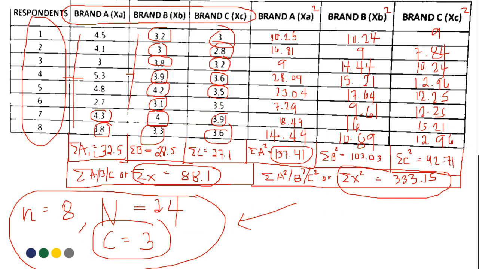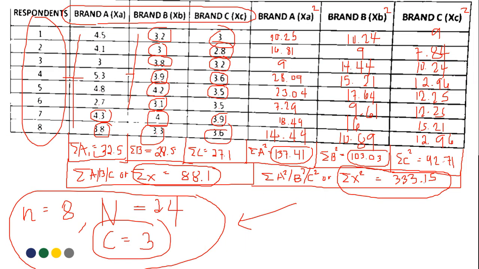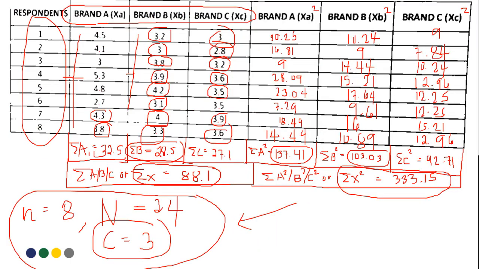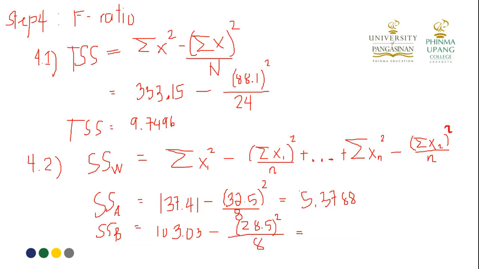So, yung SS ng B, 103.03 minus yung 28.5. So, 28.5 squared. Tapos 8. Sir, saan po galing yung n? Di ba sinabi ko na sa inyo kanina yung n is equal to 8. Next, 4 decimal places ulit, ilan? 1.4988. Thank you. Next, last one.